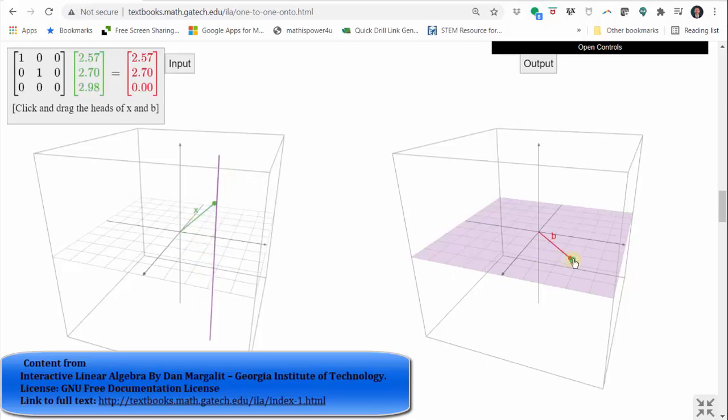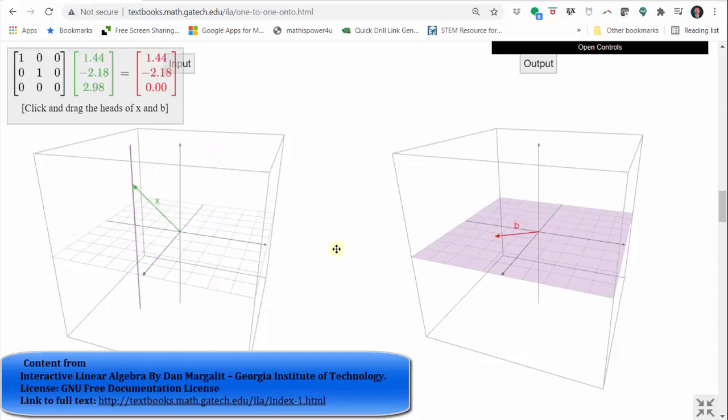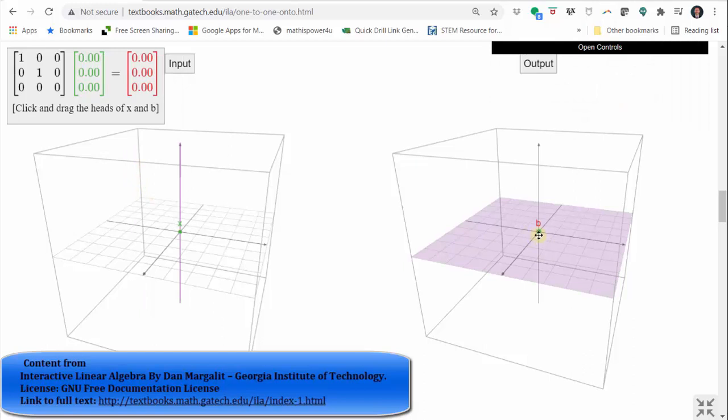If I change the output vector to a different vector b, and the vector that terminates on this purple line gives us the same output vector, again verifying this is not a one-to-one matrix transformation. And just to show one of the other properties, if I change b to the 0 vector, notice how again the equation Ax equals 0 has more than the trivial solution. All these vectors x are solutions to the equation Ax equals 0, again showing this is not a one-to-one matrix transformation. I hope you found this helpful.